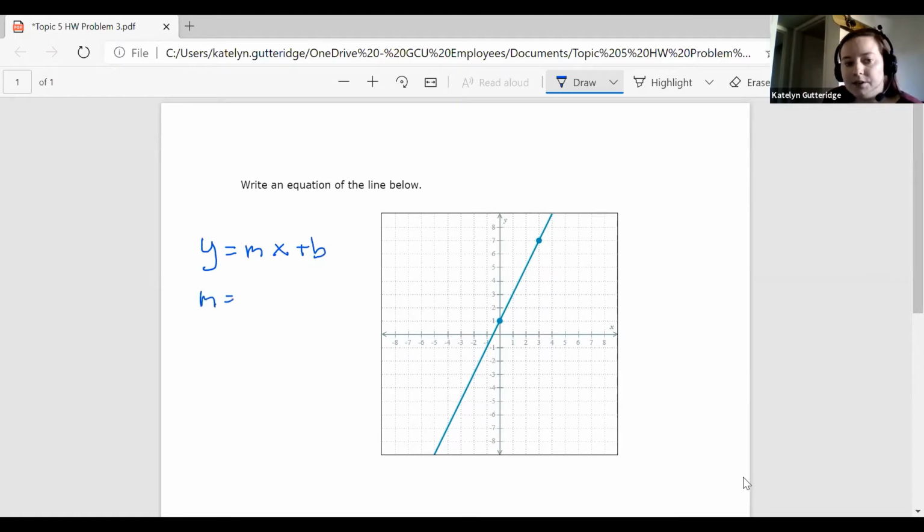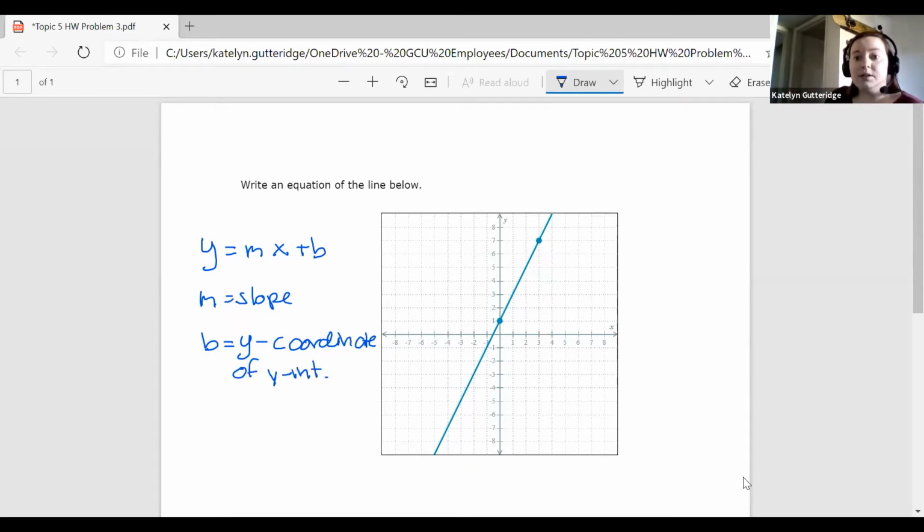M is representing our slope. B is going to represent the y coordinate of the y-intercept. So this is the y coordinate of the y-intercept.